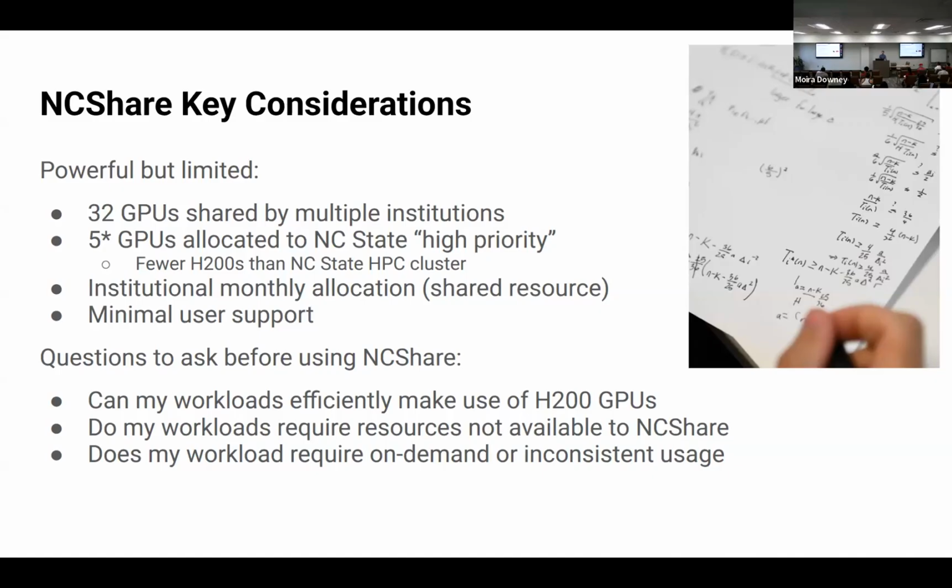And finally, does your workload require on-demand or inconsistent usage? If you need GPUs available for a research workflow that requires pretty quick spin up and spin down, and that requires that all the time, it might not necessarily be the best fit for NC Share, and there might be more on-demand resources that allow you to have constant access to maybe a lower scale GPU that does what you want, even if it's a lower tier of an actual GPU.